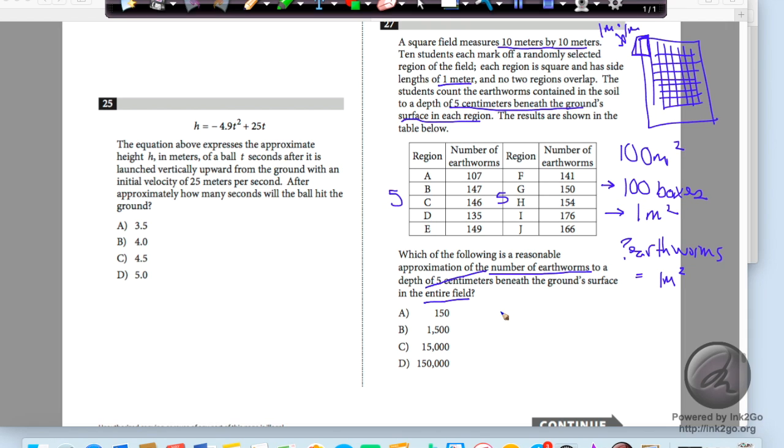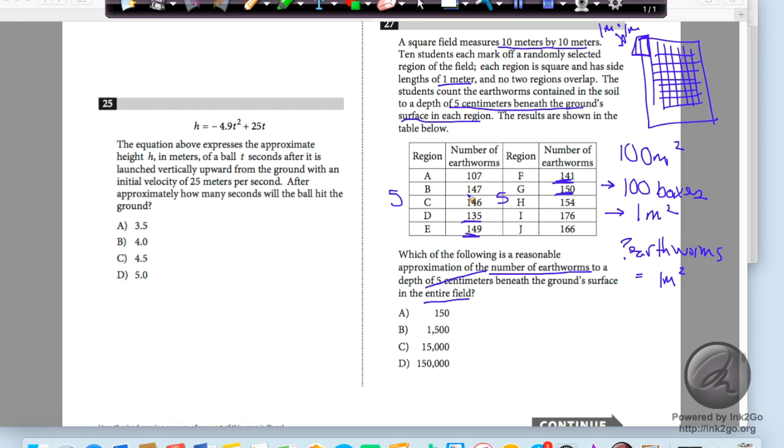I also quickly notice that all of my answers seem to have a 15, right? Or 150, 1500, 15,000, 150,000. That's most likely because they're taking the average. So I'm looking here within the 10, the first 5 regions, second 5 regions. It seems that my middle numbers are falling right around 150.